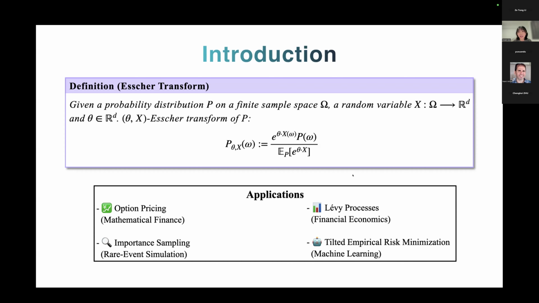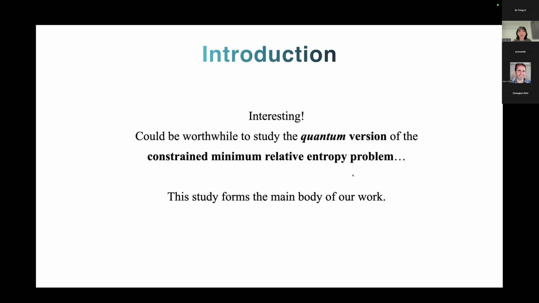We know the classical Esscher transform already has more applications beyond this minimal relative entropy problem. So we have such a question: is it worthwhile to study the quantum version of this constrained minimal relative entropy problem?